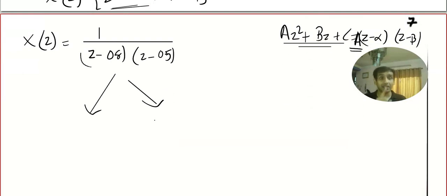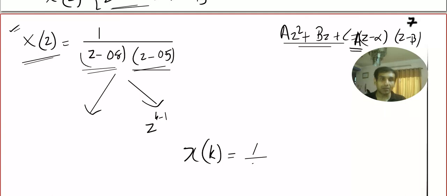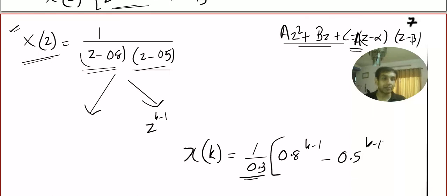You have two options. Option number 1, partial fraction. But remember, don't hurry. If you are going to apply partial fraction, multiply both sides by 1 by z. Anyway, I don't prefer partial fraction. I love the residue method because both are simple poles. By the way, if you are applying the residue method, multiply both sides by z power k minus 1. Anyway, I got the final answer to be x of k equal to 1 by 0.3. You might get a fractional answer, that's also okay. 0.8 the whole power k minus 1 minus 0.5 the whole power k minus 1.